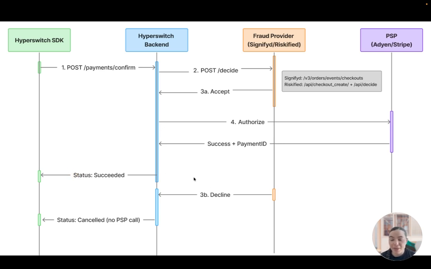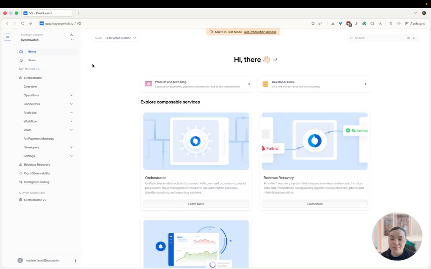Now the decline path, 3B. The fraud provider returns decline, so FRM status comes back fraud. And the backend stops right here. It never calls the PSP at all. The payment status comes back failed with merchant decision rejected, and connector transaction ID is null because there was no PSP transaction to point to. And that null is the proof. On a reject, the processor was never touched, so you pay nothing in authorization or network fees.